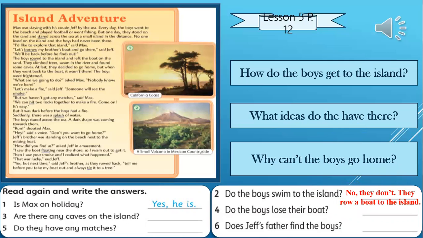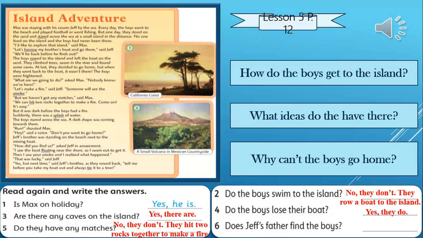Number 3, are there any caves on the island? Very good. Yes, there are. Number 4, do the boys lose their boat? Think. Very good. Yes, they do. Number 5, do they have any matches? Very good. No, they don't.